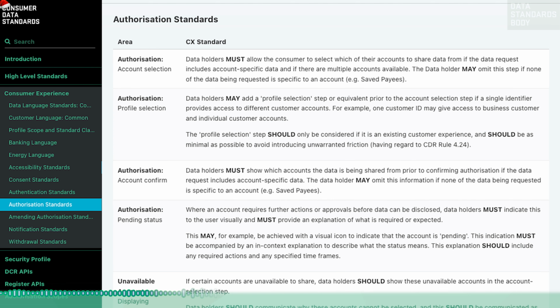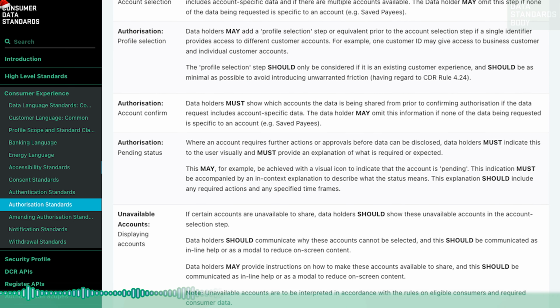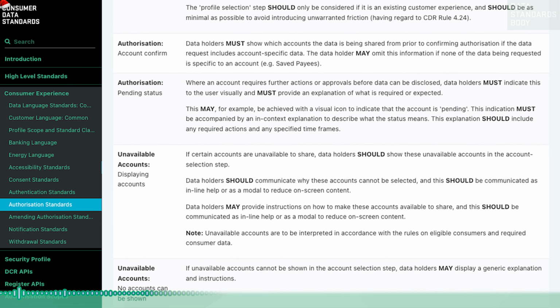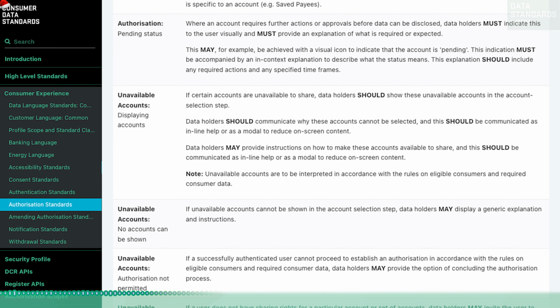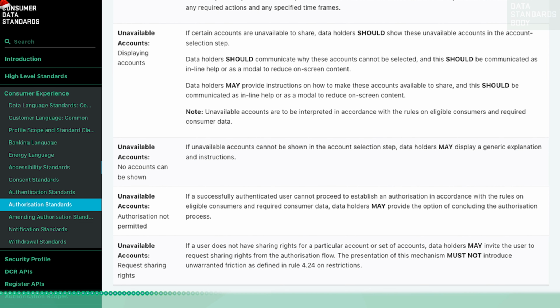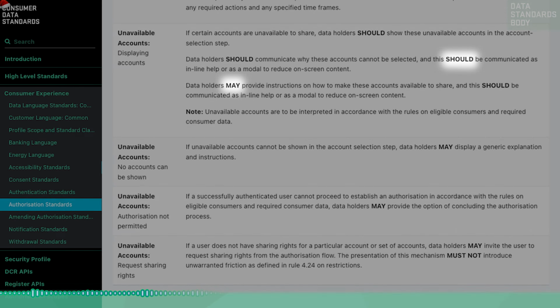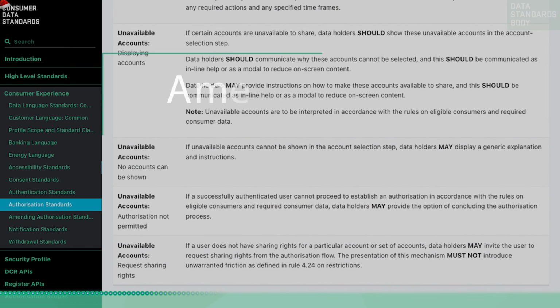The rules do not allow data holders to introduce elements in the authorization flow other than those specified in the rules and standards. However, the CX Authorization Standards provide some flexibility using requirement levels such as may and should to allow for consumer interactions that require special treatment.